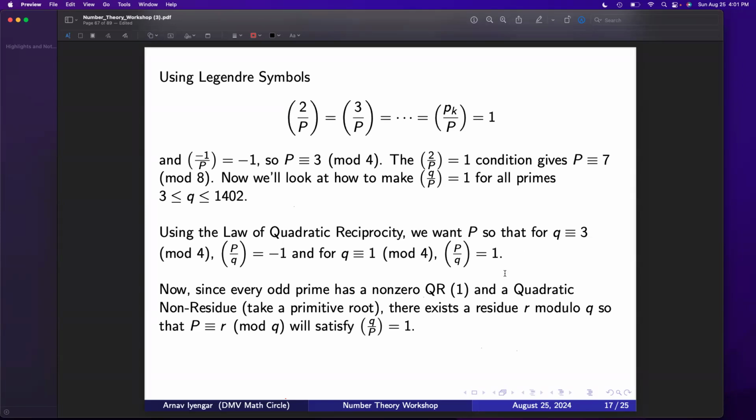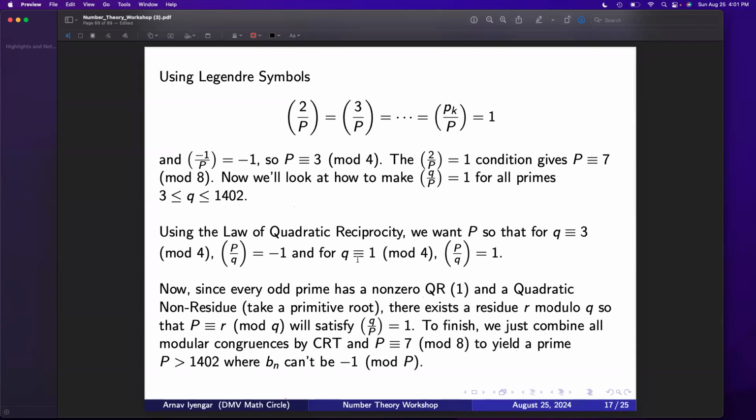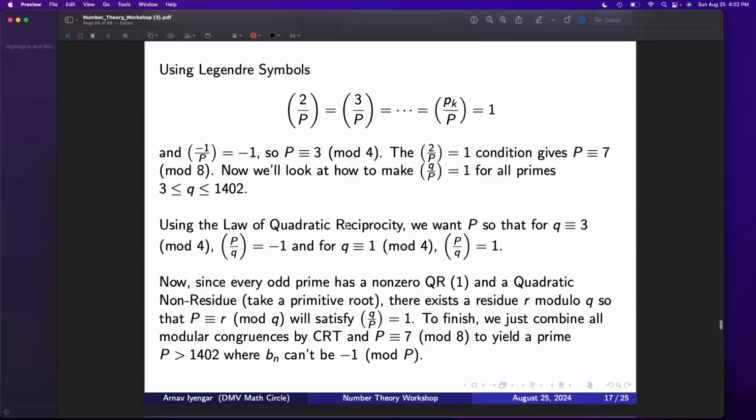So as Louis had said, you can do a CRT argument because 8 as well as all the primes q are all relatively prime to each other. So you can find some prime p where all of these Legendre symbols are going to be equal to 1. And we need p to be greater than 1402. There are going to be infinitely many numbers that satisfy the modular congruences. So choosing such p and taking mod p will give a contradiction.